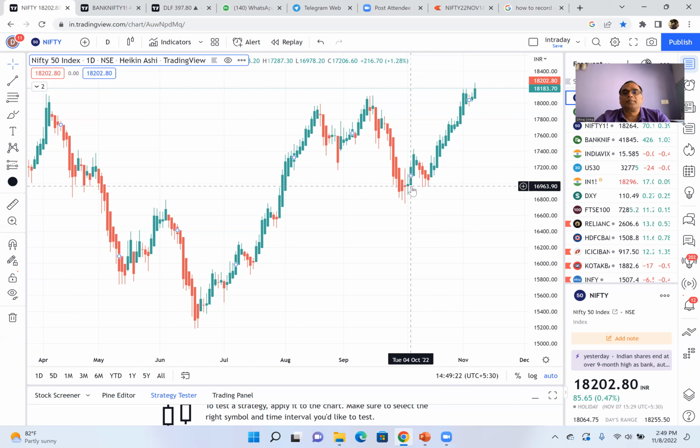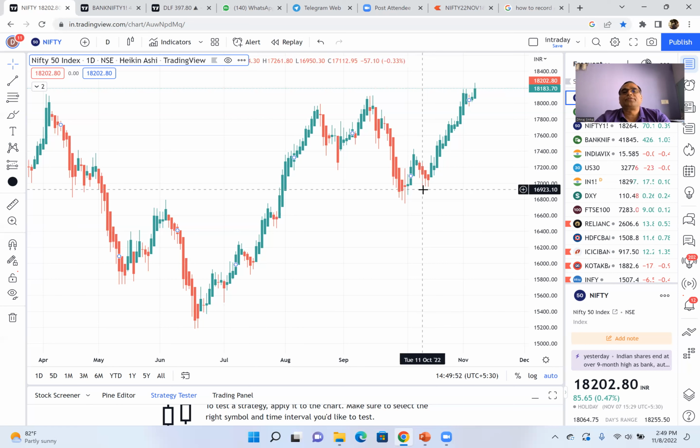We went long. So you cut your short trade. You went long on 4th October. 6th October, you were long. 7th October, you were long. 10th October, you got an alert, which is a reversal alert. You got a confirmation on 11th October, because this close is below the close of the candle on 10th October. So you got a confirmation.